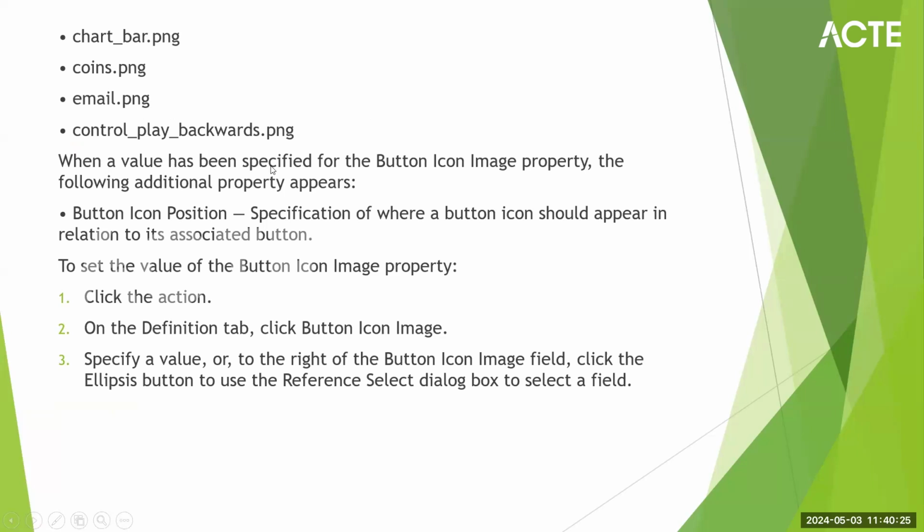When a value has been specified for the button icon property, the following property appears. The button icon property specifies where the button icon should appear in relation to its associated button. To set a value of the button icon image property, click on the action definition tab, click button icon property and specify a value, or you can directly map that particular value to a field ID which is already there in the manuscript.